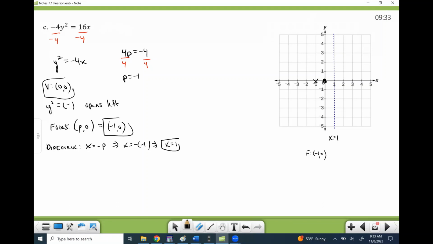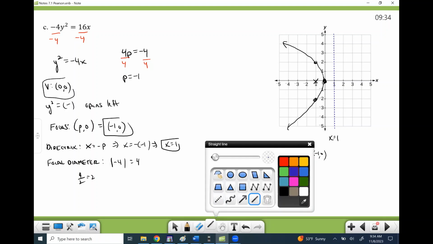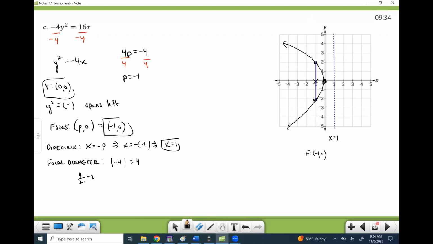Okay, so we don't know how wide our parabola needs to be. So let's look at the focal diameter. So we're going to absolute value the stuff in front of the non-squared term. So the focal diameter is 4. So if we take 4 and we cut it in half, we're going to be going 2 each way. So up 2 and down 2. So now we know how wide our parabola is going to be. And that will give us a focal diameter length of 4 like we want because we went 2 and 2 in each direction.